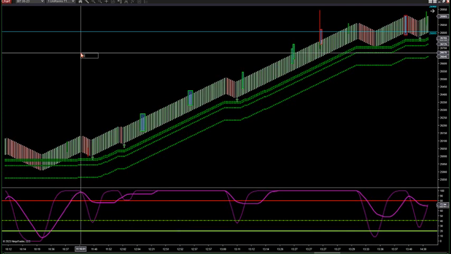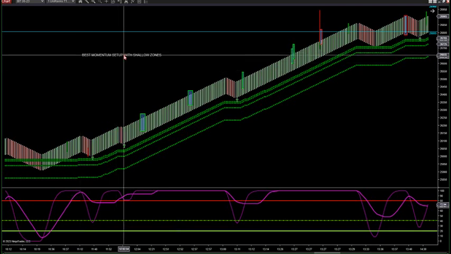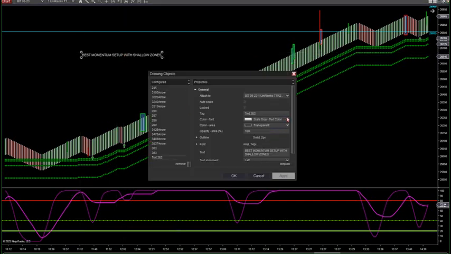And this works for all markets. This is Bitcoin. I just want to show you it works on crypto also. And I'll show you NASDAQ futures. I'll show you lots of markets tonight. So the best momentum setups with shallow zone retracements.